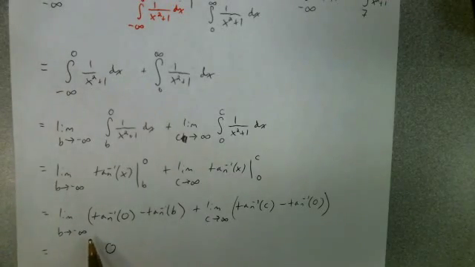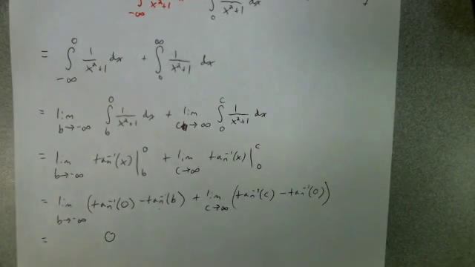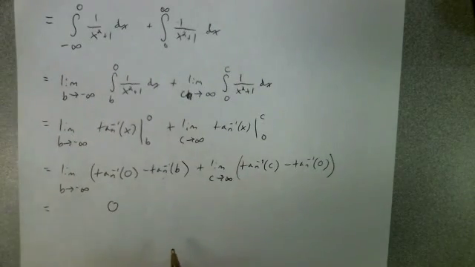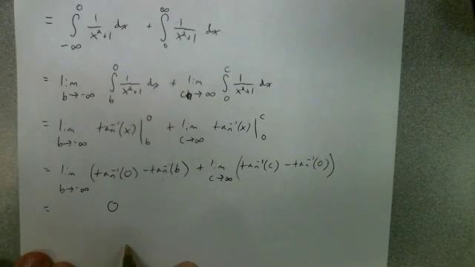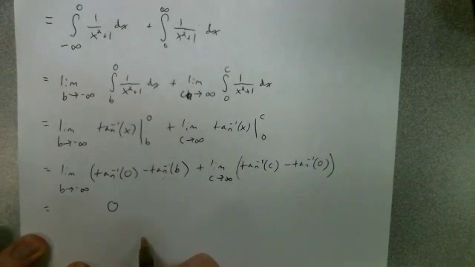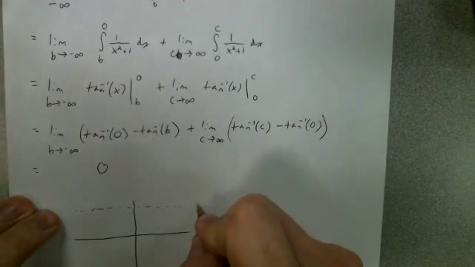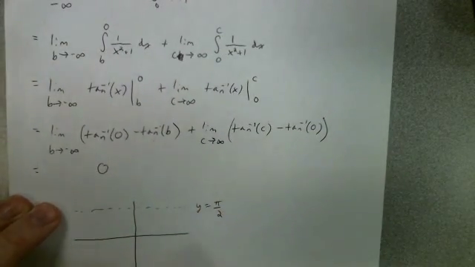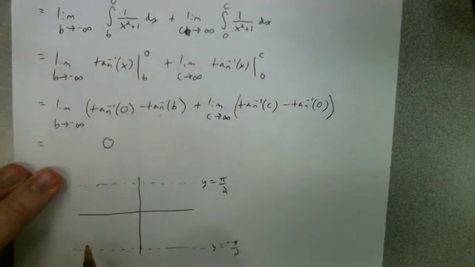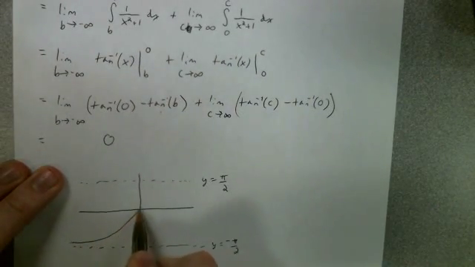Now, what about this limit? What happens as b goes to negative infinity of tan inverse of b, in other words, arctangent of b? Remember, I said I want you to be able to draw the graph of tan inverse, or arctangent, because sometimes it'll help you out. Well, here's one of those scenarios. Here is a graph of tan inverse. You have horizontal asymptotes at y equals pi over 2 and y equals negative pi over 2. The graph of tan inverse looks like this.